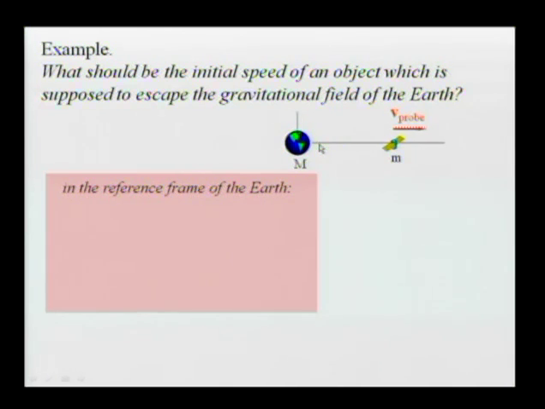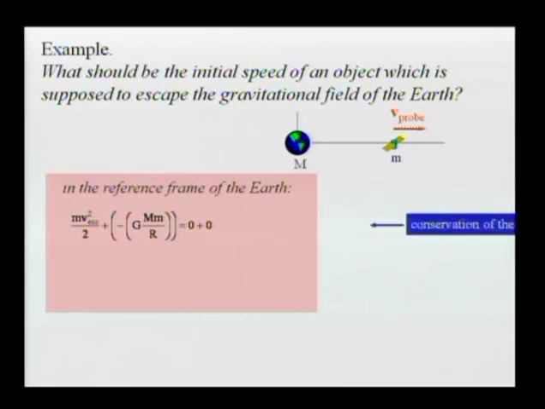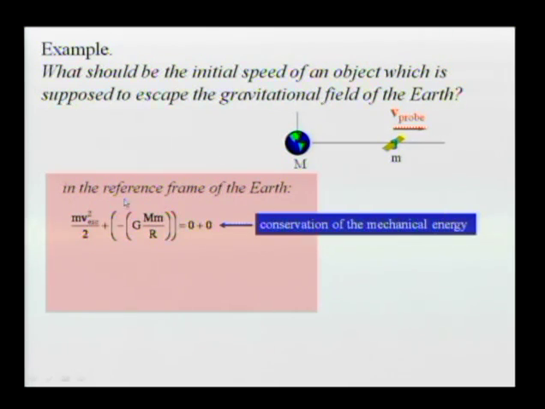Obviously we cannot use the formula for the gravitational potential energy at the surface, because the spacecraft is flying further away than just being at the surface. So I will write down the kinetic energy at the surface: it is the mass of the probe times the square of the speed, which we are looking for, divided by 2. This would be the kinetic energy.